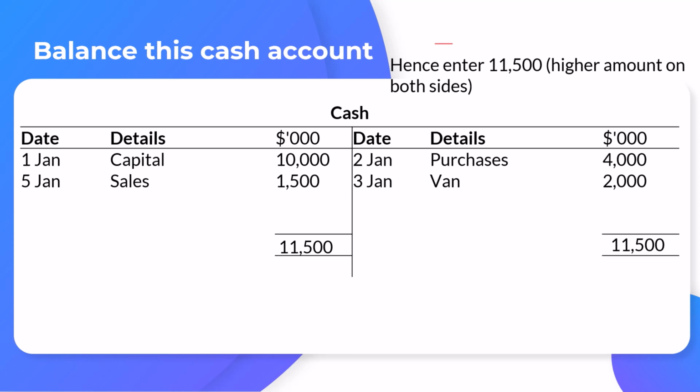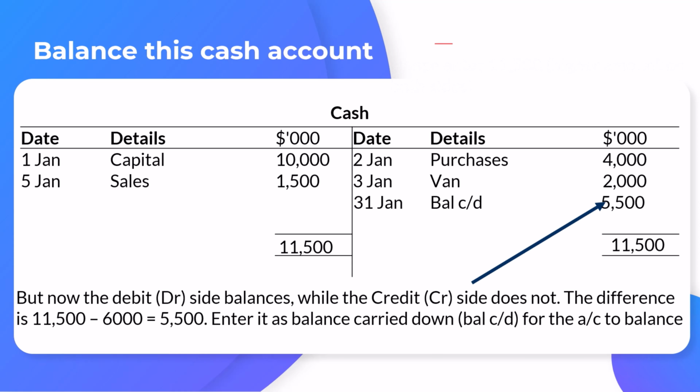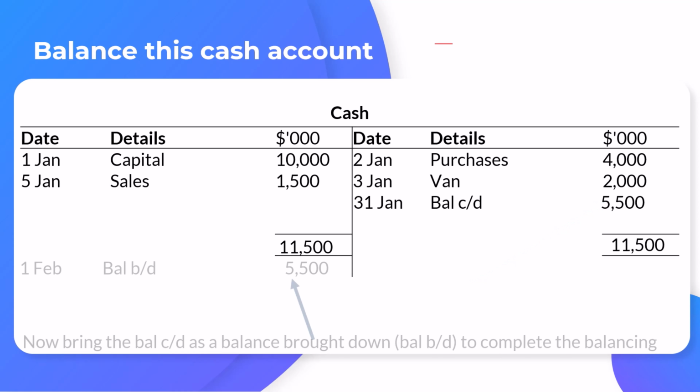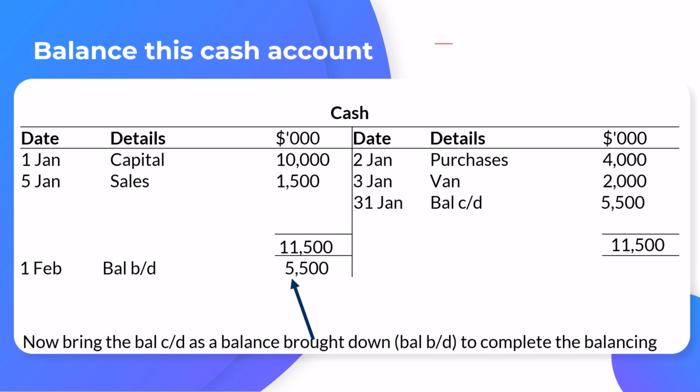Next, you look at whether the debit side and credit side are adding up, and you'll see that the debit side is adding up but the credit side is lower. So you get that balance and put it on the credit side and describe it as a balance carried down. Then you get the balance carried down and take it on the other side as a balance brought down. Now we fully balance the cash account.